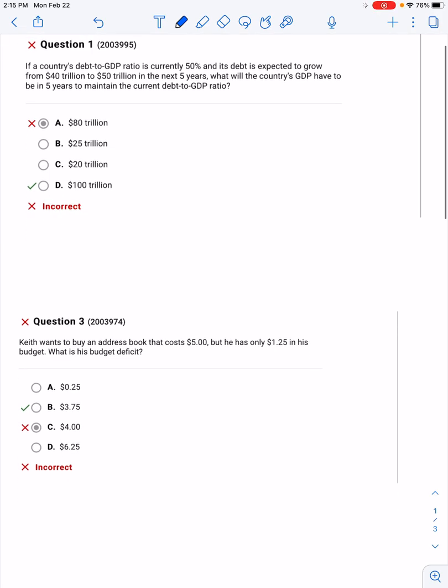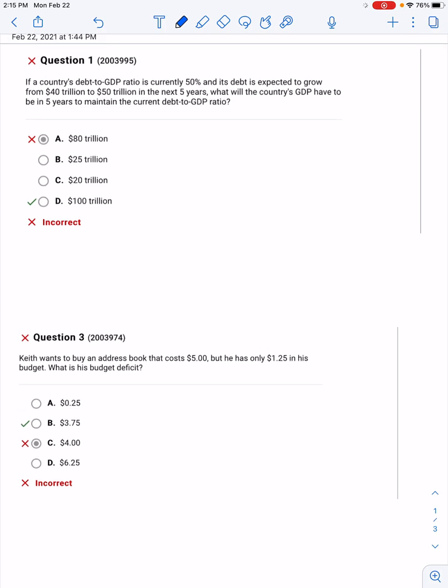Okay, so this is for personal finance and section 1.4. So I'm just going to go over a couple of these questions, kind of explain to you how I would do them, and then you can take it from there.